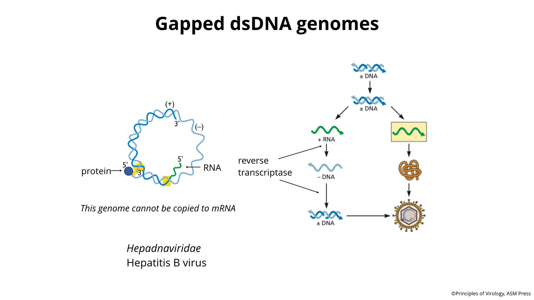It's the same plus-stranded RNA, except these are not translated. They're made into DNA, which is then made double-stranded, but it's gapped and has the RNA and protein on it, and those are incorporated into new virus particles. We'll learn how that happens later on.